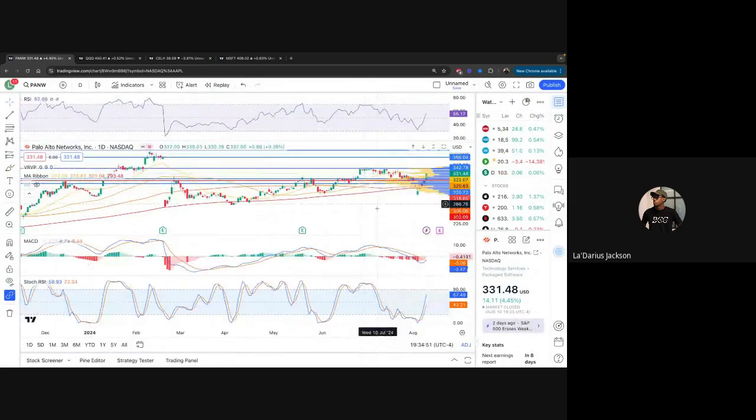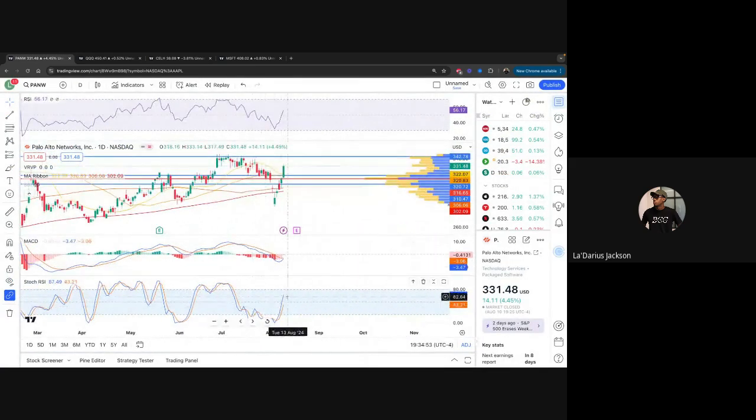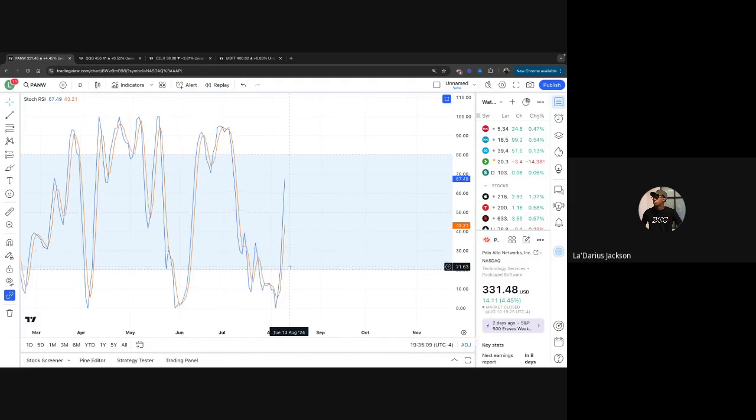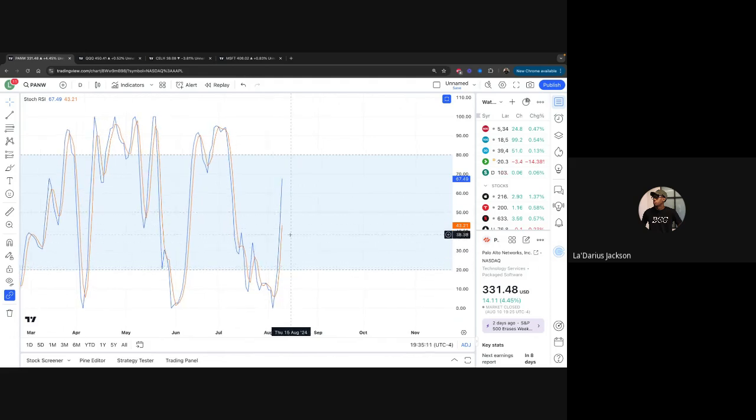Then we check the stochastics. The stochastics is at about 67 out of 100. When the stochastics is at 67, my first target would be 80, and then the next target would be 100. I like to look at this in increments of 20, and it gets kind of fuzzy when you get to 50. But anything other than testing at 50, I like to go in increments of 20.